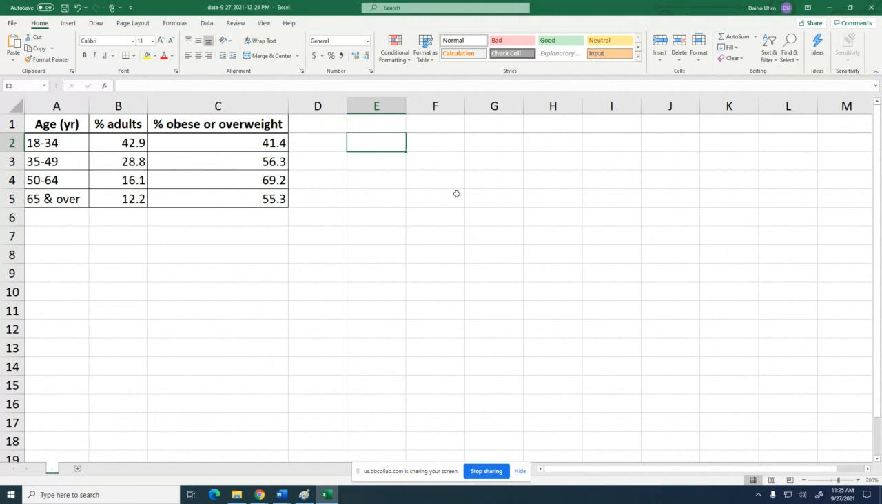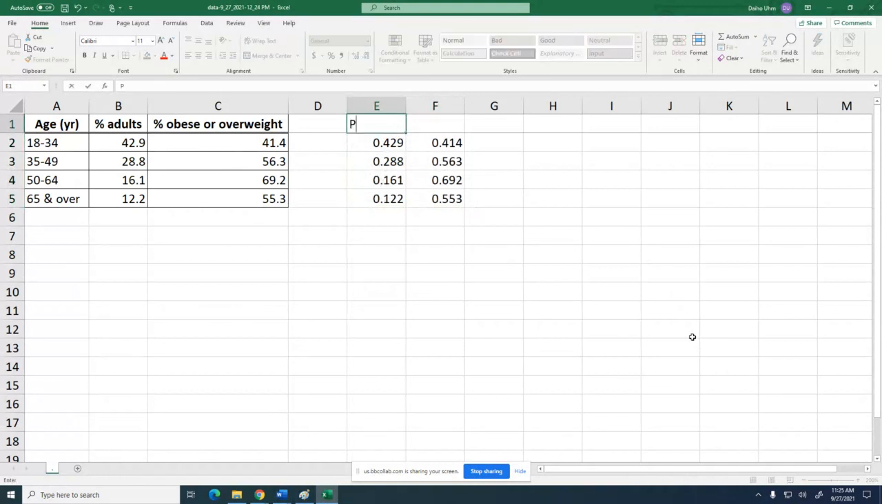I'm sorry. There are percentages, but we need the probabilities. So let me take the percentages divided by 100, and just copy down and copy to the right. Column E is the probability of A's, and the next one is the probability of B given A, case by case, right? So you check the sum of them is 1.